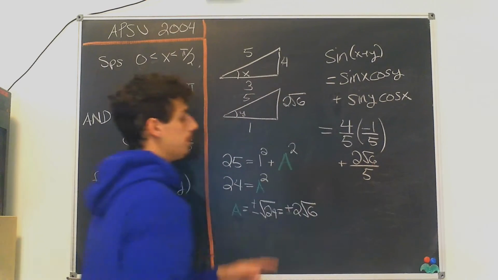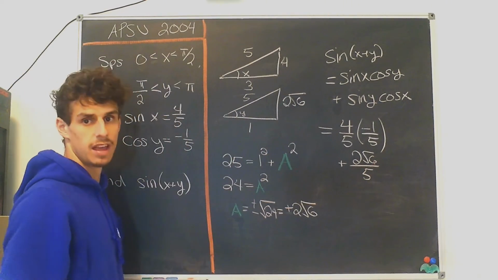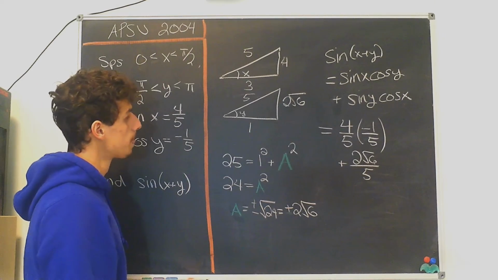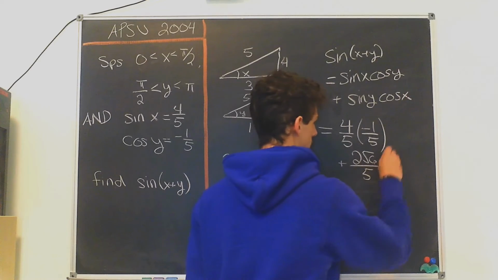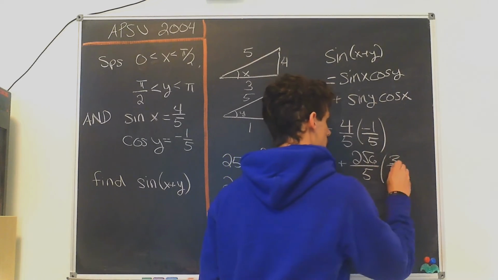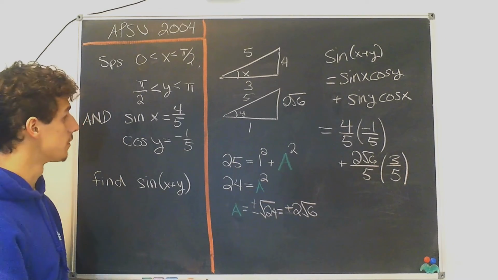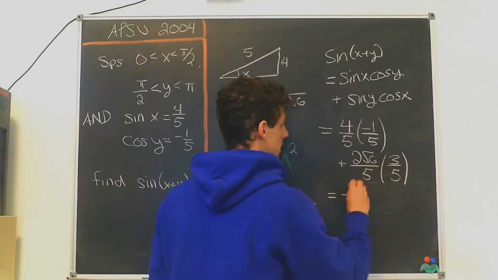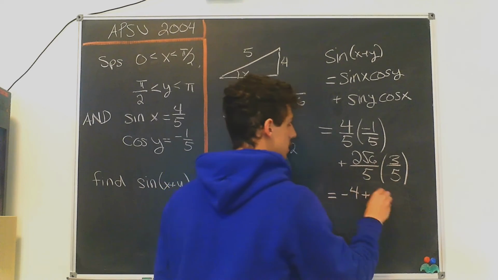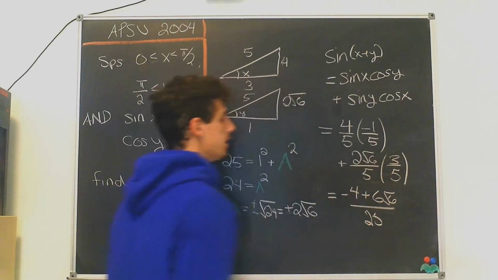And we know that that's positive because y is in the second quadrant and sine is positive in the second quadrant. And then the cosine of x is 3 over 5. And we know that that's positive as well because x is in the first quadrant and sine and cosine are both positive in the first quadrant. Okay, so let's multiply these together. We have negative 4 plus 6 times the square root of 6 over 25. And that's enough for now.